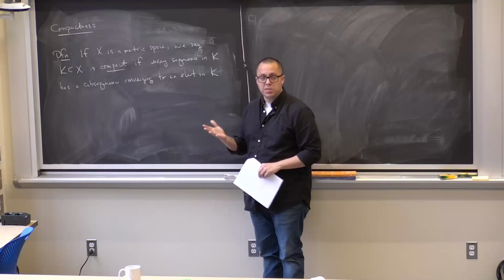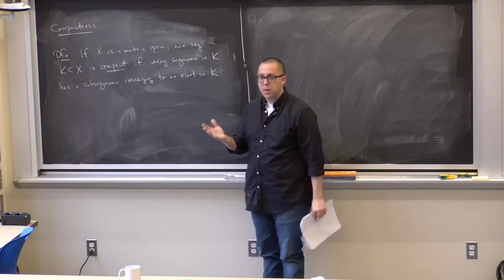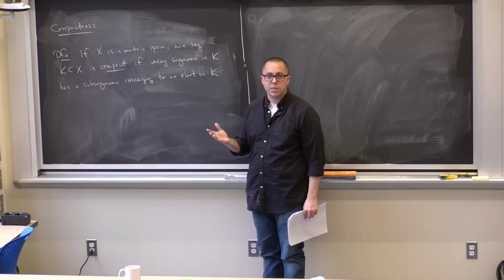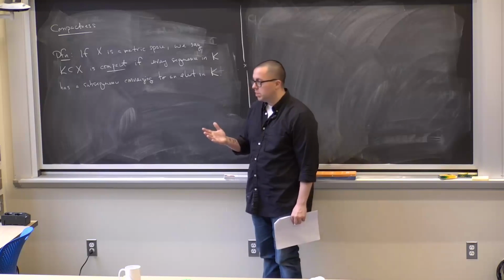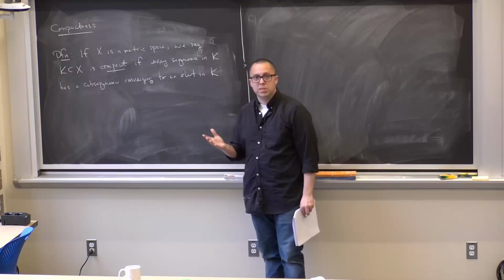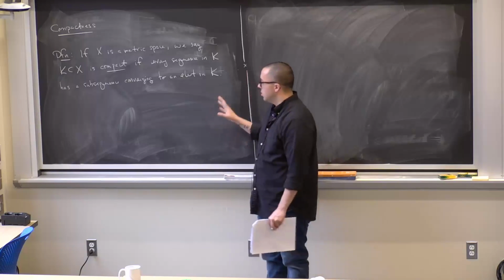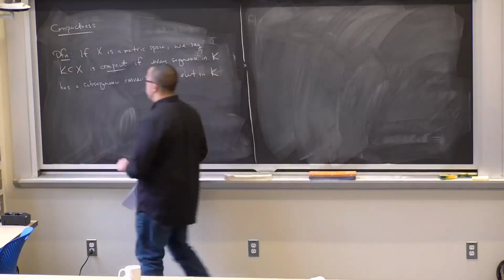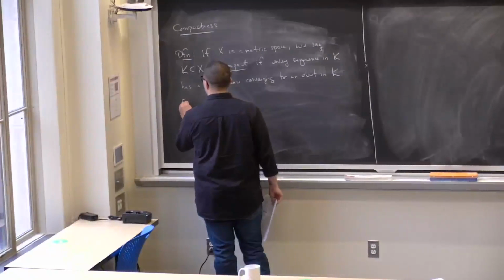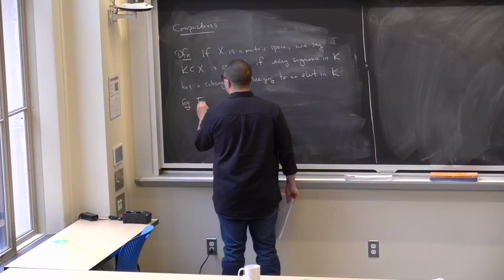So the simplest on Earth types of compact sets are finite sets. Okay, this just follows from the pigeonhole principle, basically. All right. So the simplest example are finite sets, finite subsets of a metric space, of any metric space.